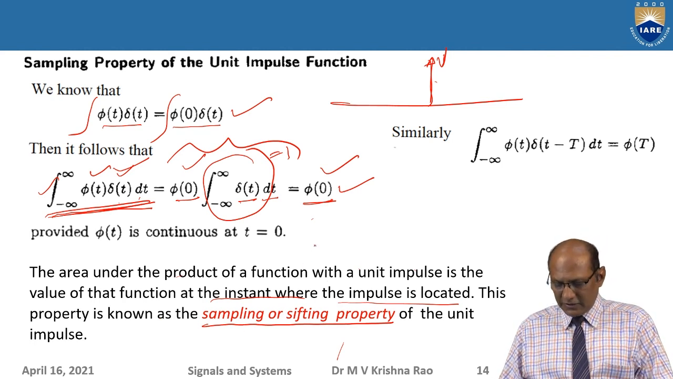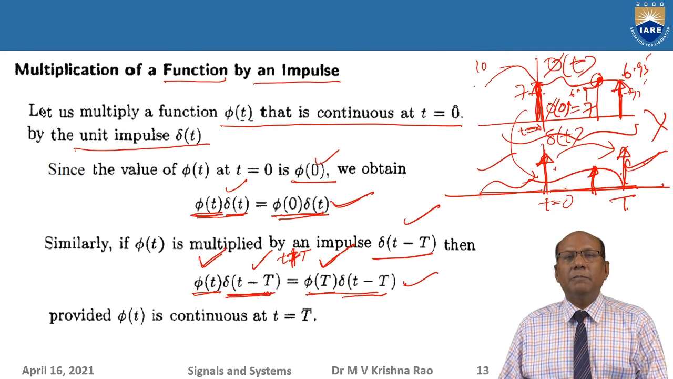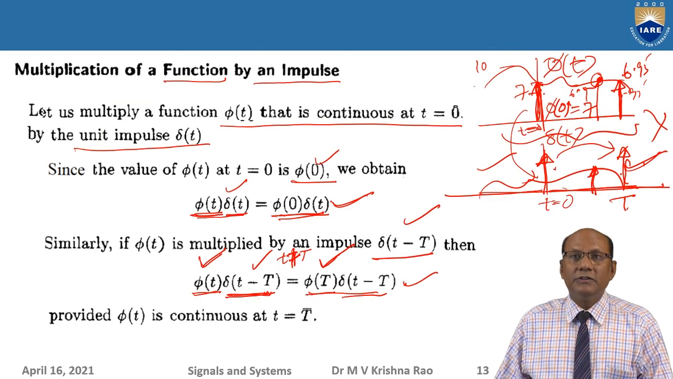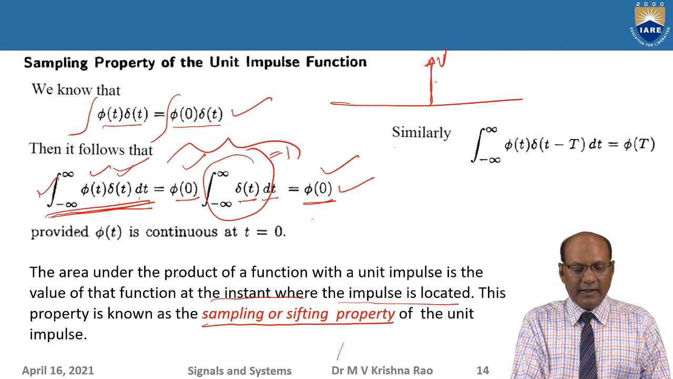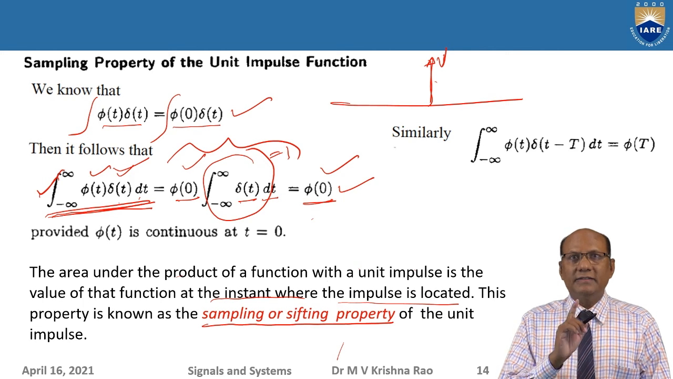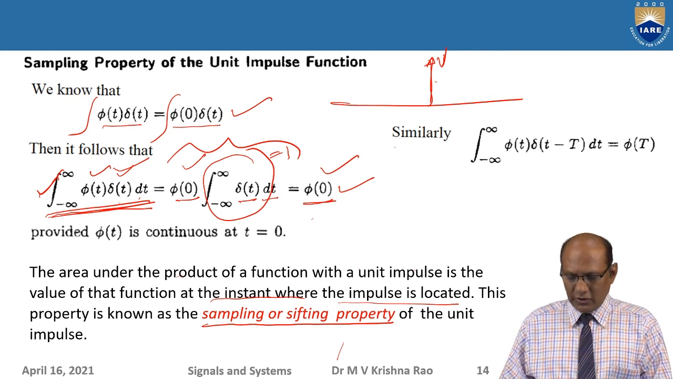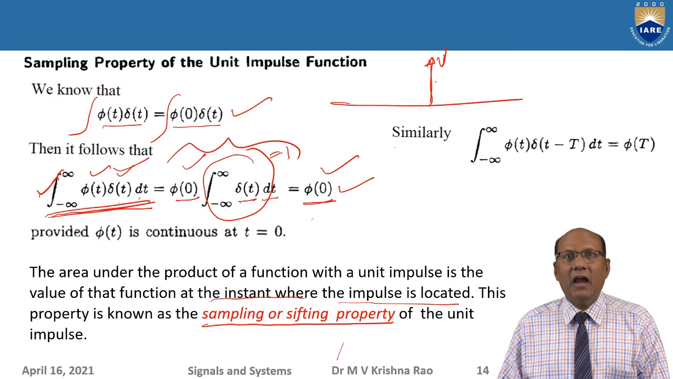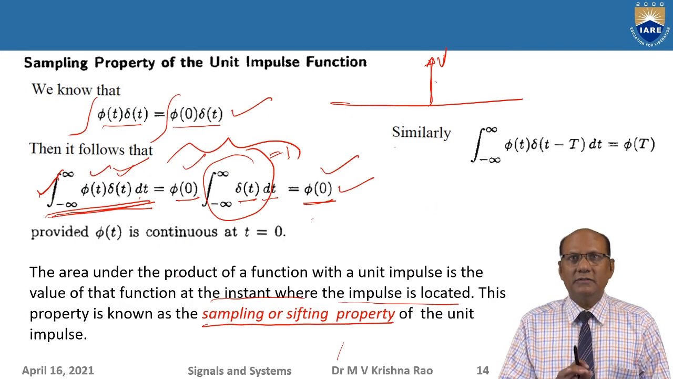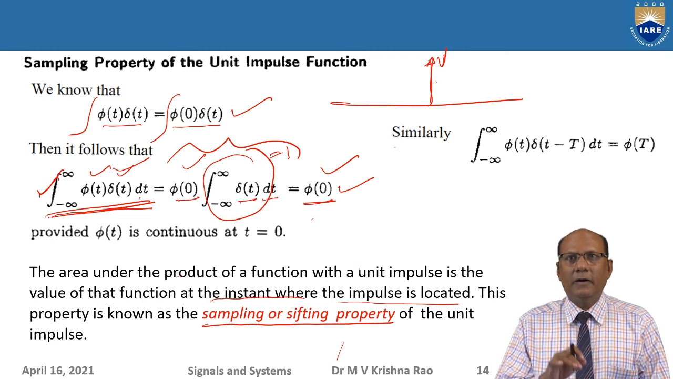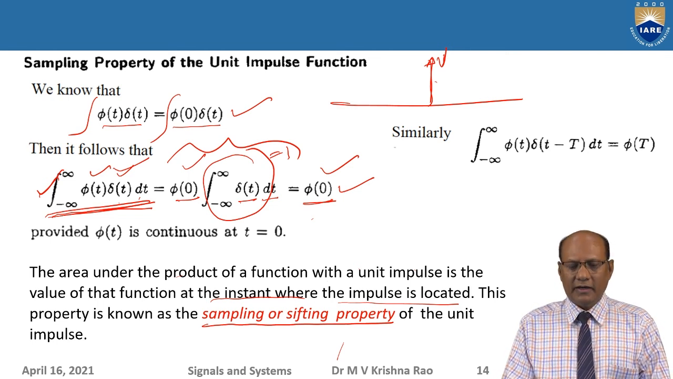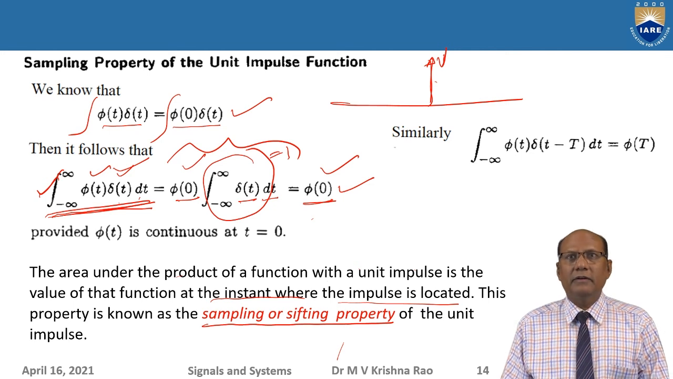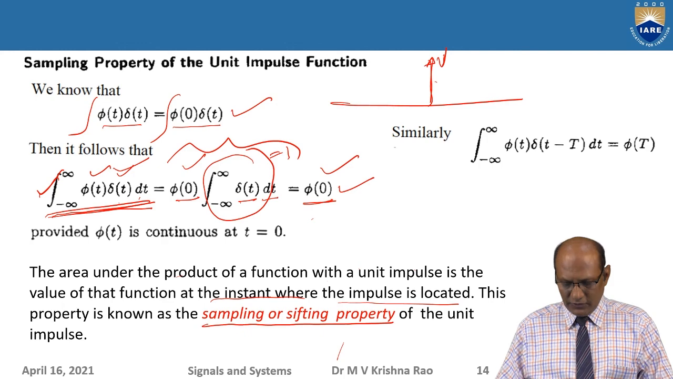What was the previous property? That is just a multiplication of a function by an impulse, which gives only a value. But in this case, I am trying to find the area under this curve. Previously I was talking about one sample; this is regarding the area after the multiplication. So they are slightly different. Though the equations appear similar, they are different. So this is called the sampling or shifting property of the unit impulse.